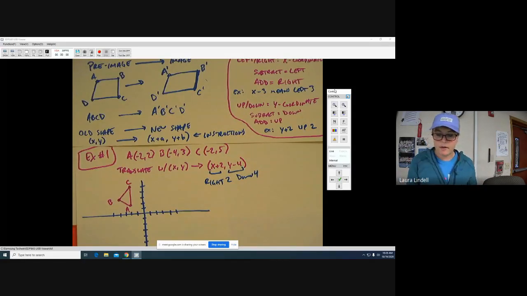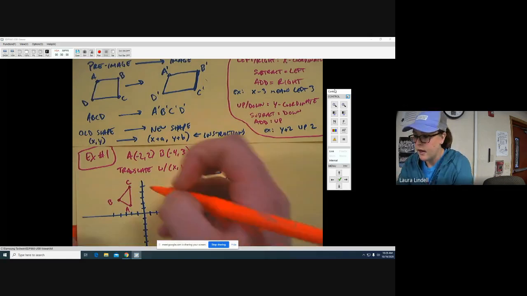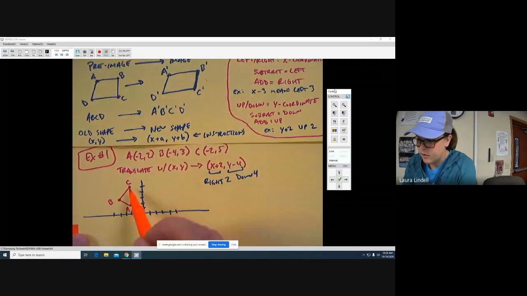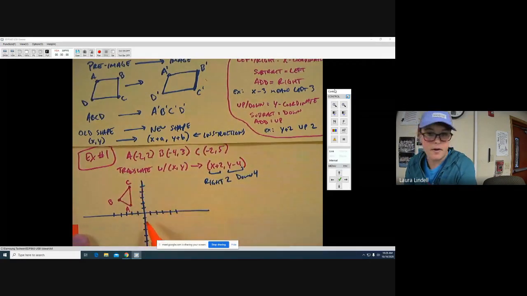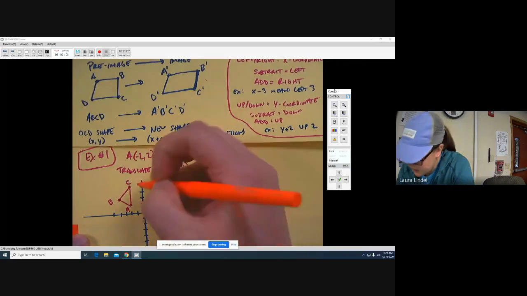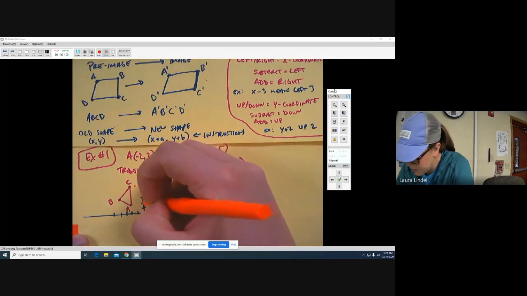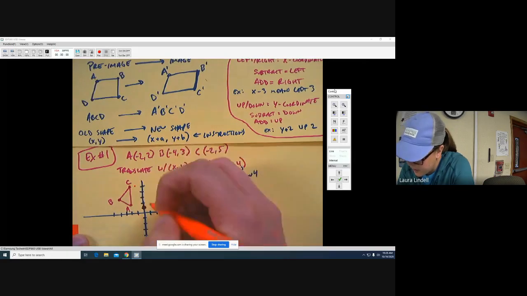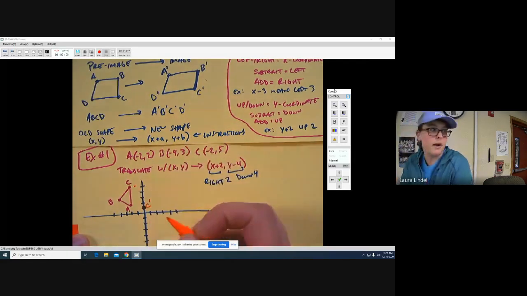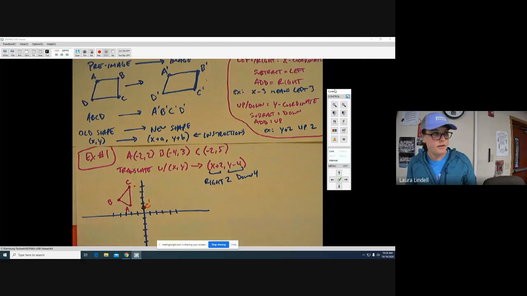So to do that, for each individual point, I'm going to start here and count 2 right and down 4. Starting at C, I'm going to go 1, 2 to the right and down 1, 2, 3, 4, and put a new point here. And that's going to be C with that apostrophe. C prime. That's what we call that.